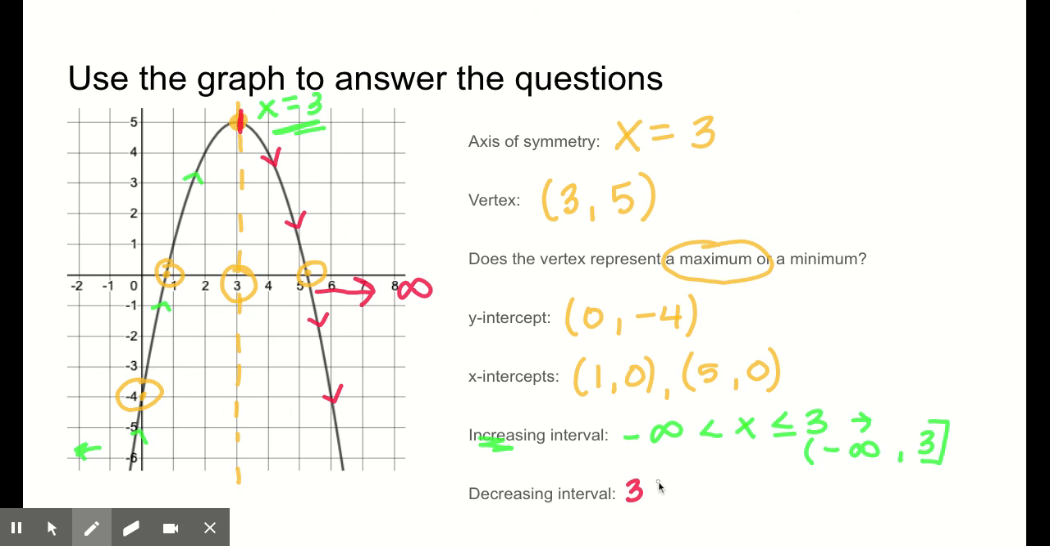So it's decreasing from 3 less than or equal to x less than positive infinity, or in interval notation, that's going to be a bracket at 3, comma, positive infinity with a closed parenthesis. Again, we cannot equal infinity, so we don't use brackets there, and we don't say equal to in our inequality notation.